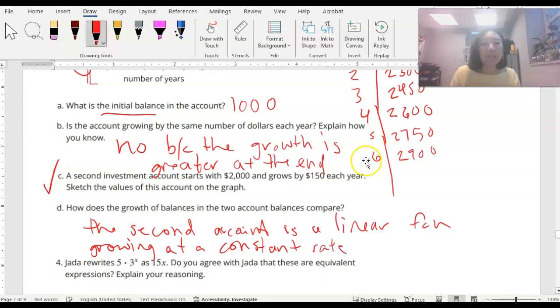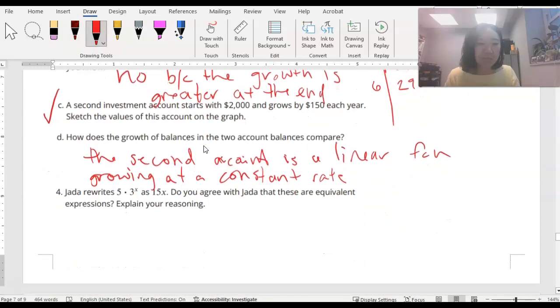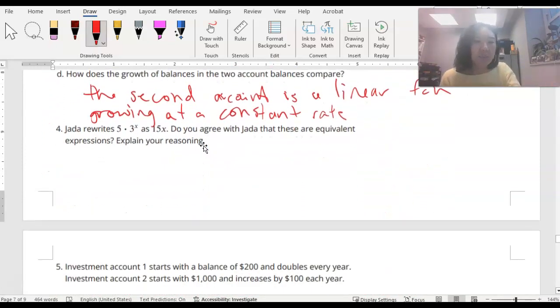The first account is an exponential function because we see this curve and it's growing suddenly more quickly towards the end. All right, Jada rewrites this expression 5 times 3 to the x power is 15x. Do you agree with Jada that these are equivalent expressions? Explain your reasoning. So for questions like these, I would show an example.